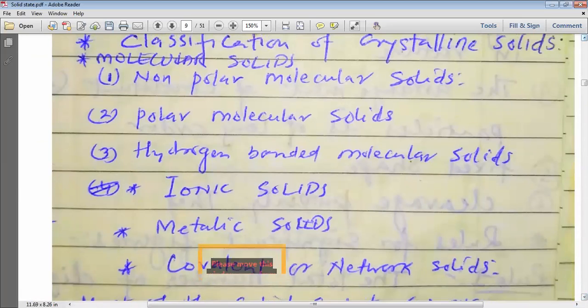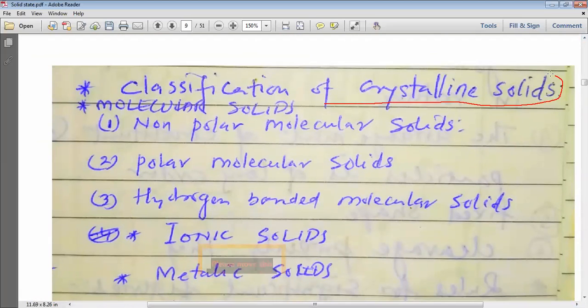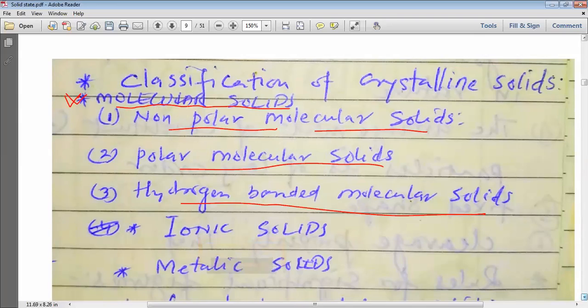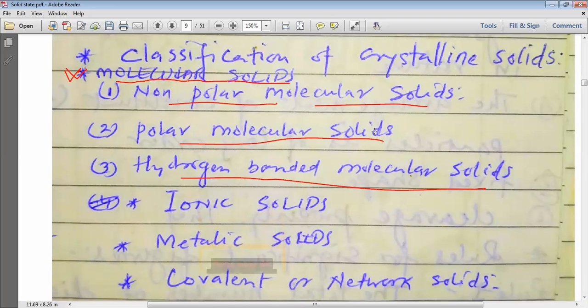Now, my dear students, let us study about the crystalline solid, and first we will study the classification of the crystalline solids. So let us revise the classification of the crystalline solids. First we will study the molecular solids. We can have non-polar molecular solids, polar molecular solids, and hydrogen bonded molecular solids. So the first class of our crystalline solids is molecular solids, and molecular solids can again be classified into non-polar molecular solids, polar molecular solids and hydrogen bonded molecular solids.